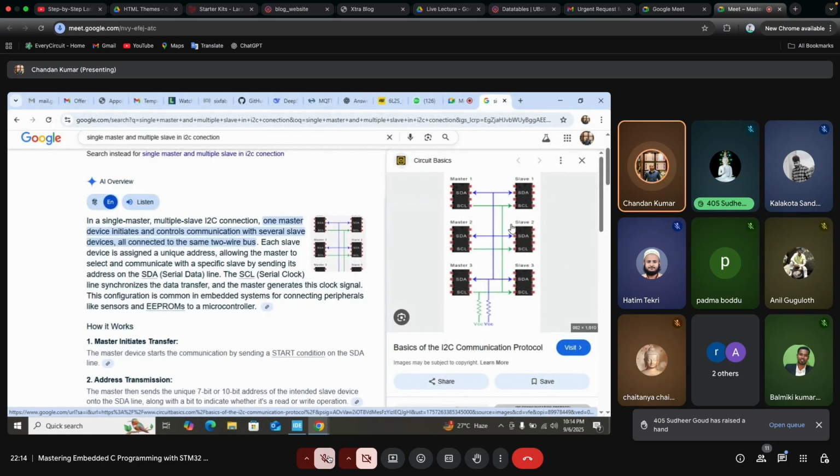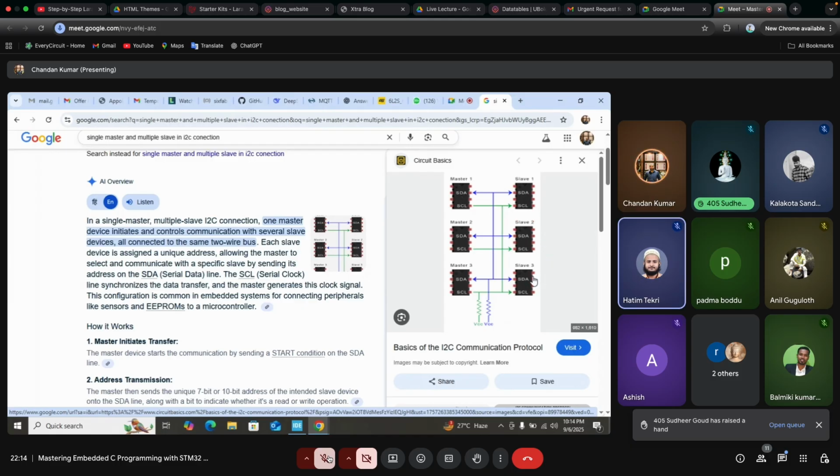So here you can see this diagram. Just forget these two masters because right now we are talking about single master and multiple slaves, correct? Yes. So just forget about master 2 and master 3. Consider as they do not exist there. So what we have right now, this single master and these 3 slaves.